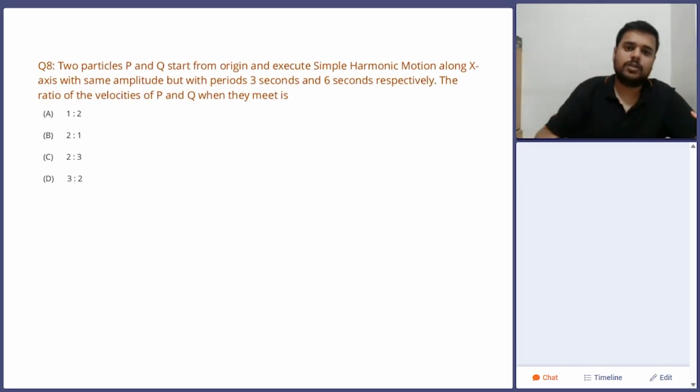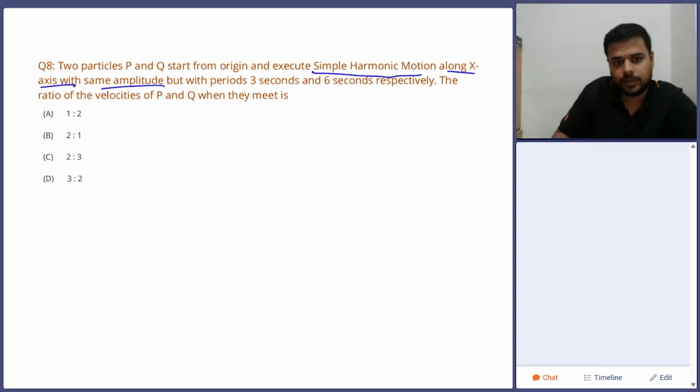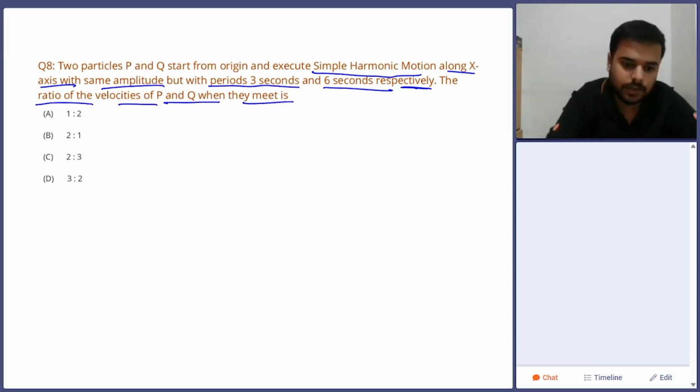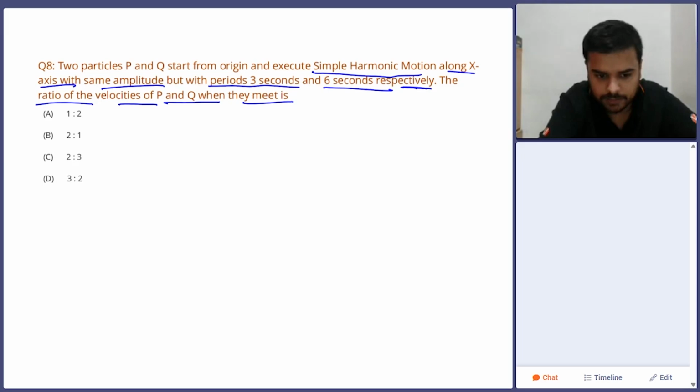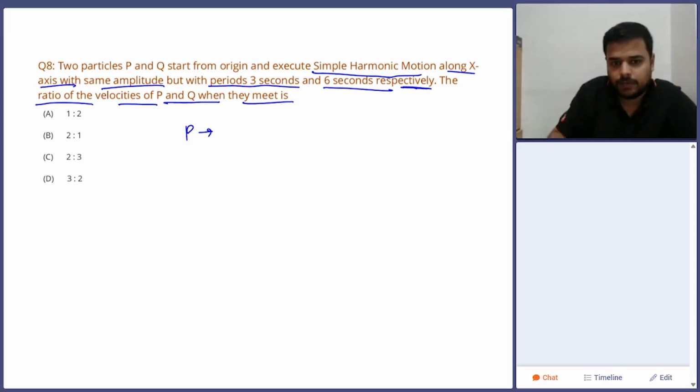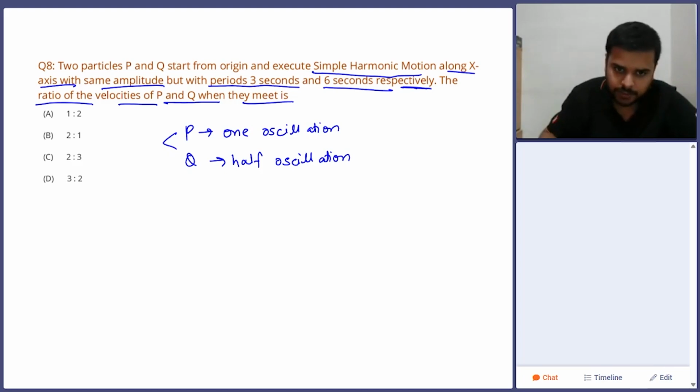Two particles P and Q start from origin and execute simple harmonic motion along x-axis with the same amplitude but with periods 3 seconds and 6 seconds respectively. The ratio of the velocities of P and Q when they meet. They will meet after completing one oscillation. It is very simple. They will meet at the mean position when P completes one oscillation and Q completes half an oscillation. When P completes one oscillation and Q completes half oscillation, then they will meet.